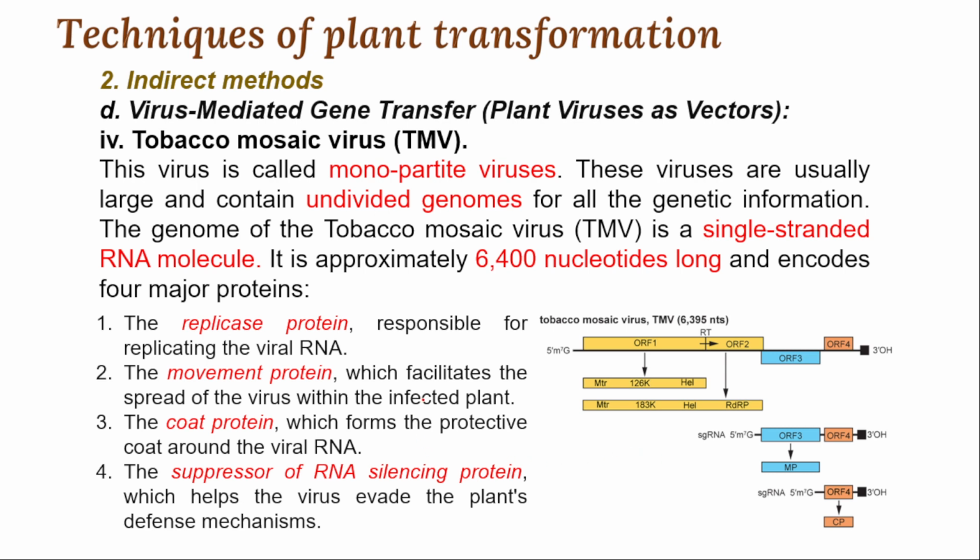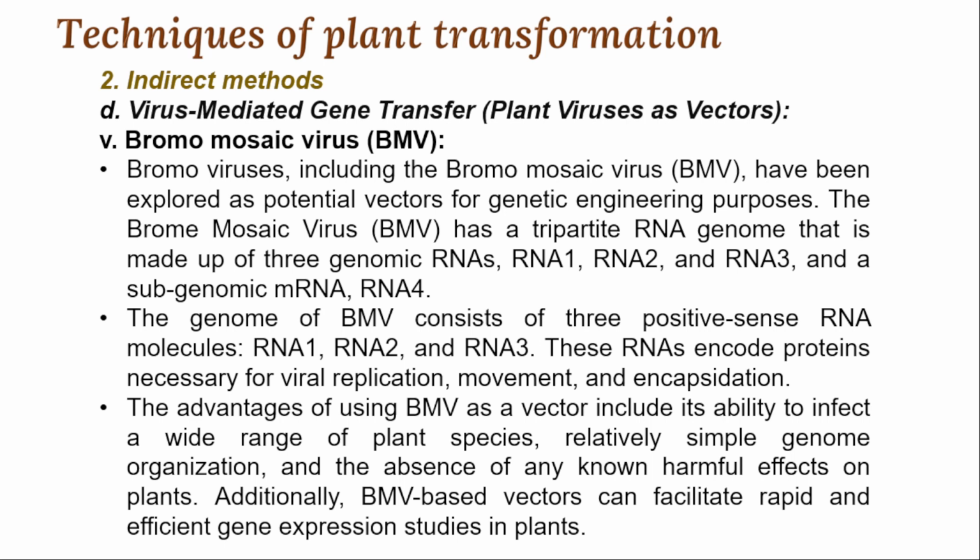Here the replicase protein and the movement protein are necessary. We can remove the coat protein, and in that place we can easily accommodate our gene of interest. Even the RNA silencing protein is necessary. So these three proteins are necessary and these genes should be retained, and we can remove the coat protein and integrate our gene of interest. But only a limited genome can be inserted in tobacco mosaic virus.